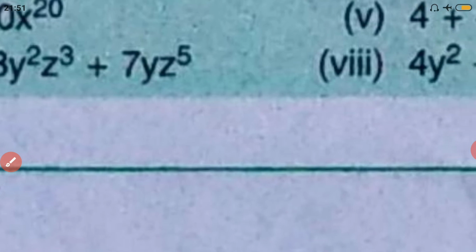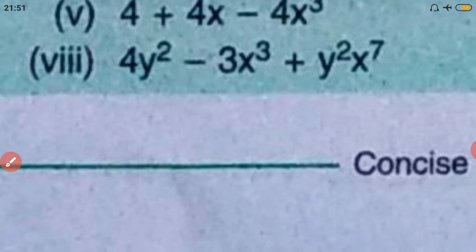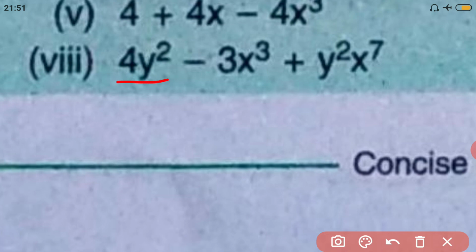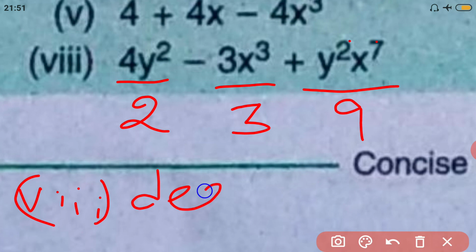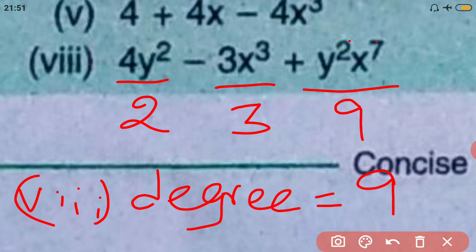Let us go to the next one, which is question number 8. Okay, the last one. Here the first term has power 2, second term has power 3, and third term you can see has power 7 plus 2, which is 9. So what's the degree? Number 8's degree must be equal to 9, right? I hope you have understood.